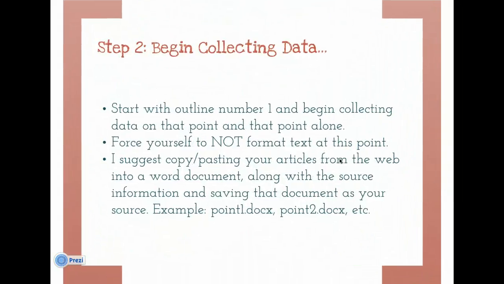You take it from there and you begin collecting data one outline point at a time. You begin with outline point number 1, collecting data on that point and that point alone. Do not go any further until you've totally collected data for that one point. Force yourself to just stay on that point till you get all the data for it. Does that make sense before you jump to another one?